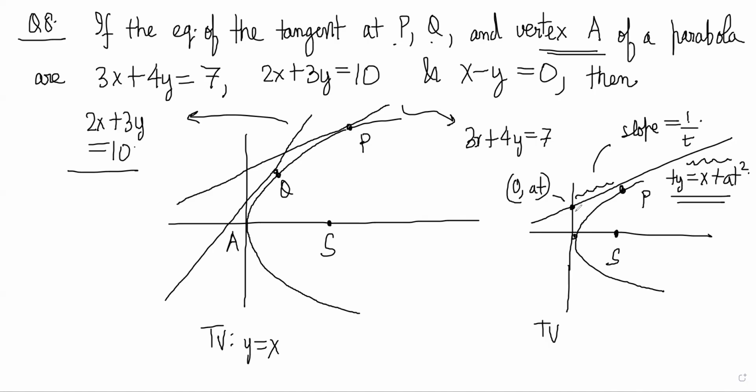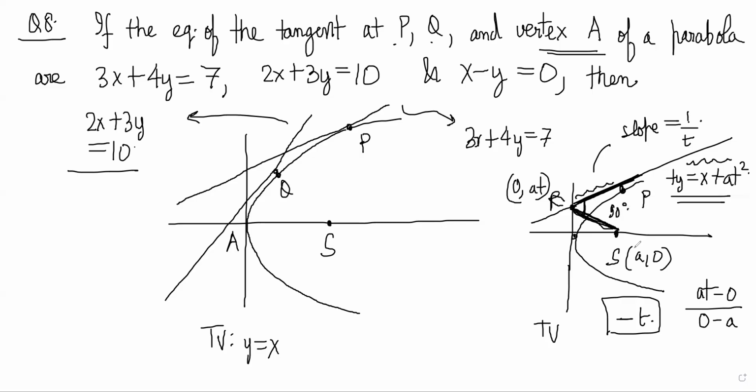Now, let's find the slope of RS, where S is the focus. So what is the slope of RS? It will be (80 minus 0) by (0 minus A), right? So that is clearly minus t, right? So what we are getting is the slope of RS is minus t, whereas the slope of the tangent was 1 by t. So clearly this angle is 90 degrees, right?